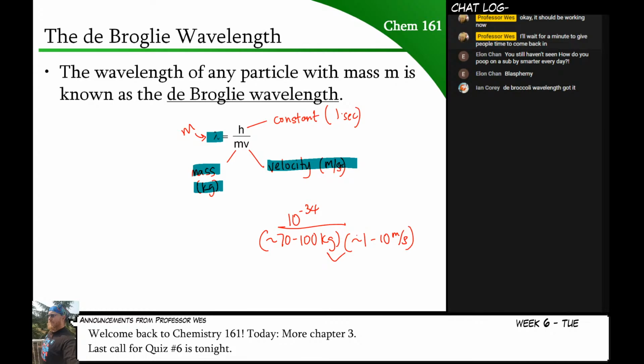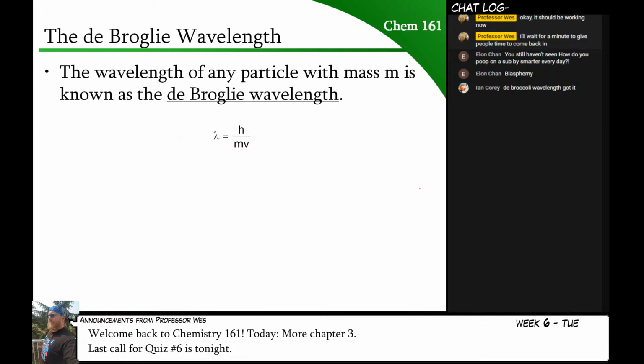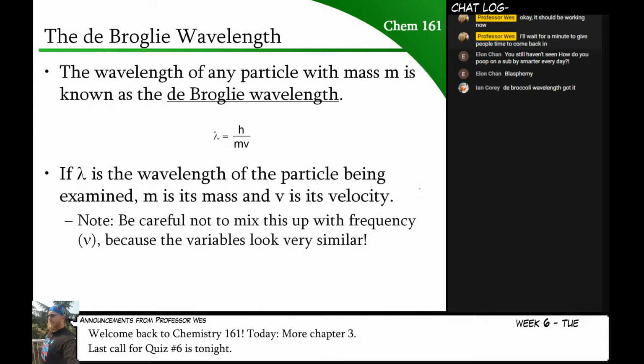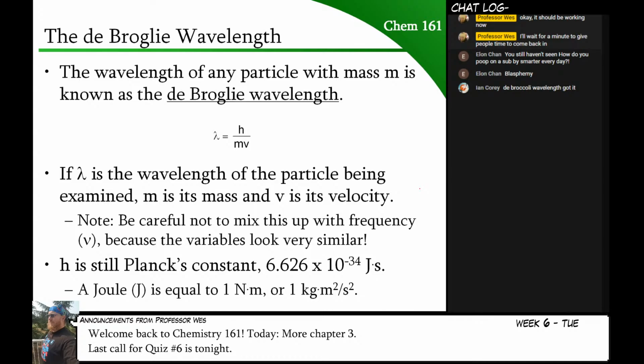So, with these two things in mind, we can consider that tiny objects have wavelengths that are observable. And so I actually have a calculation for this that I'm just going to show you on the screen so that we can work through it.